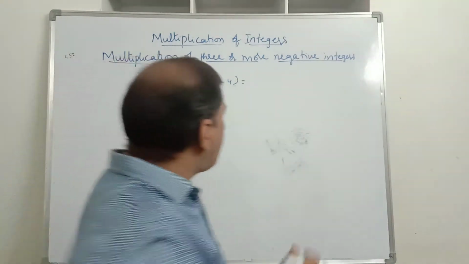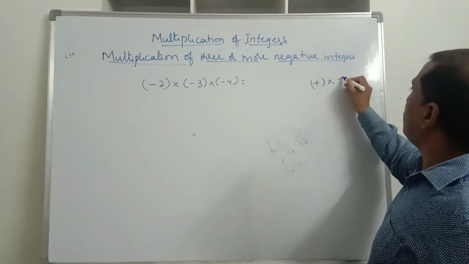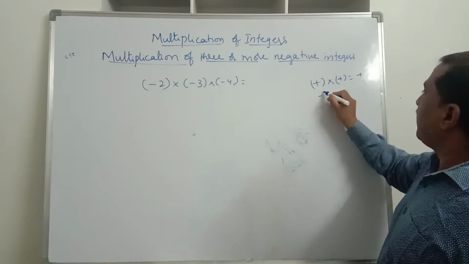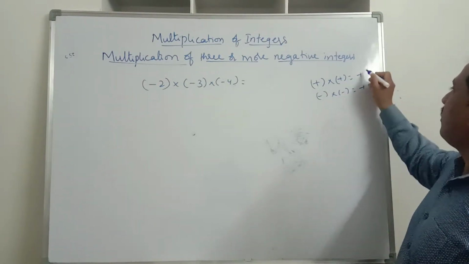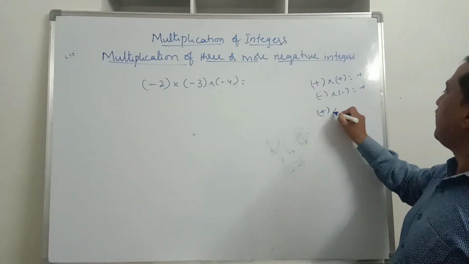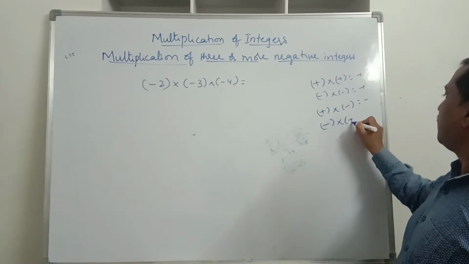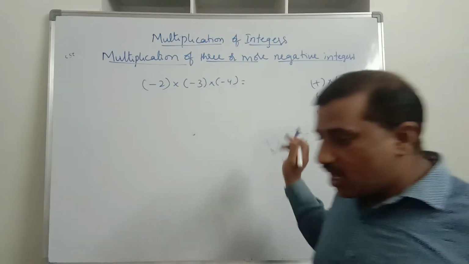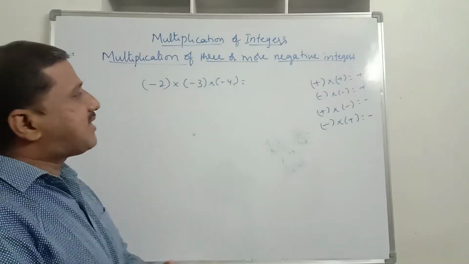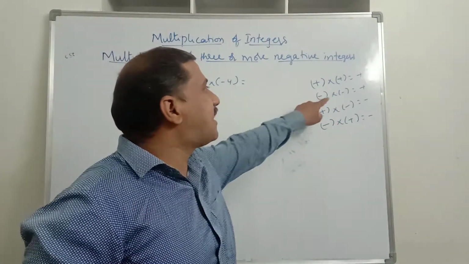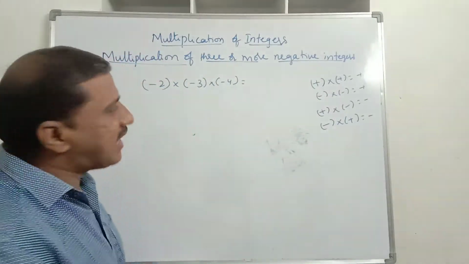So how will we multiply this? By using the concept of the table. Plus into plus, it is plus. Minus into minus, it is plus. That is, same signs will always give a plus. Plus into minus, we get minus. Minus into plus is equal to what? Minus. We use this table to multiply the integers. When same signs are there, plus and plus, minus and minus, we get plus only. When different signs are there, we always get a negative sign.